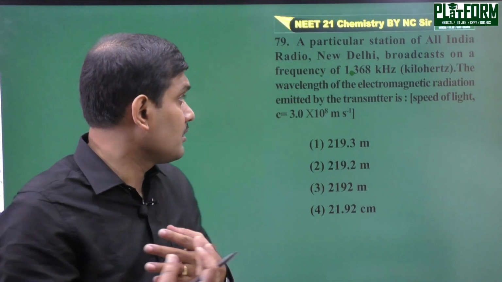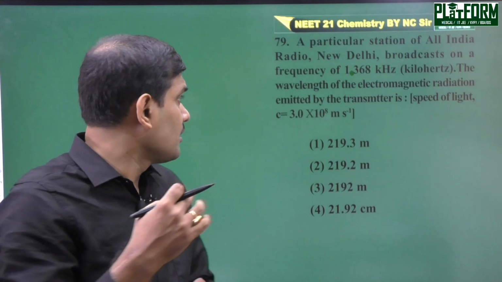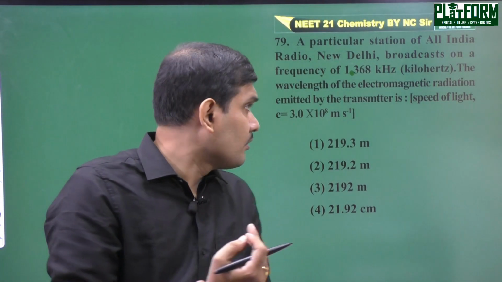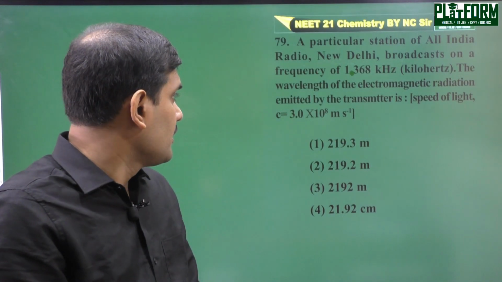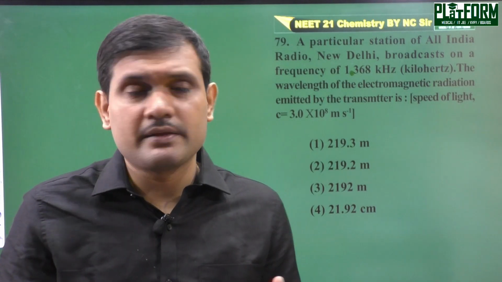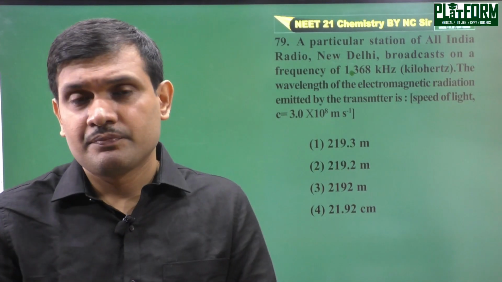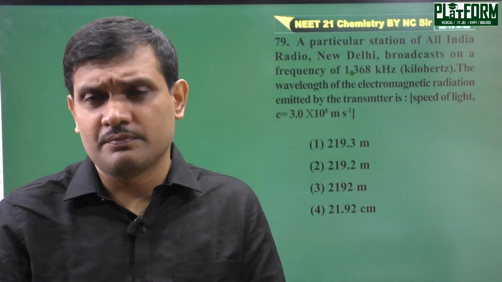It is said a particular radio station broadcasts a frequency of some 1368 kilohertz. Find out the wavelength of the electromagnetic radiation emitted by that transmitter. So it is a question from atomic structure, a very simple question.